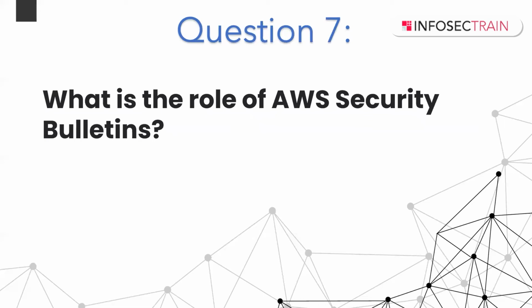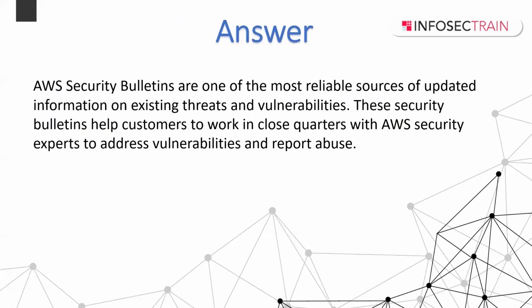Now, what is the role of AWS security bulletins? So team, security bulletins are one of the most reliable sources of updated information on existing threats and vulnerabilities. By using bulletins, you would be the most updated person about existing threats and vulnerabilities. And these security bulletins help customers work in close quarters with AWS security experts to address vulnerabilities and report abuse. So using these, you can get updated information about threats and vulnerabilities. Moving on to the next question.